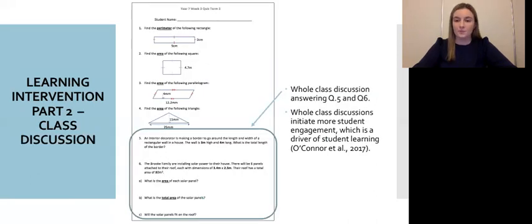The second part of my learning intervention involved answering the 2 problem-solving questions from the pre-test as a class. However, this was not simply done through direct instruction to the class. It was a whole class discussion. This is because whole class discussions initiate more student engagement, which is a driver of student learning.